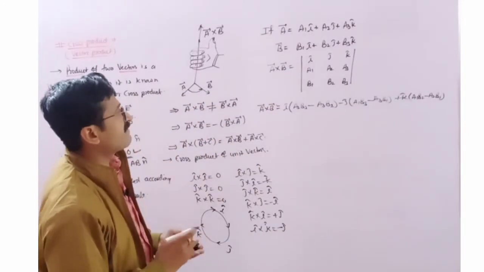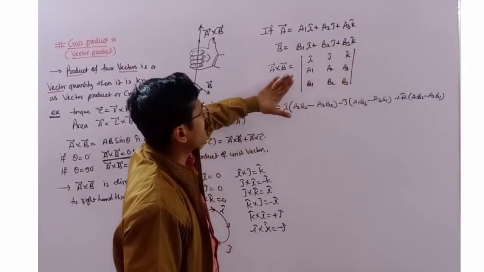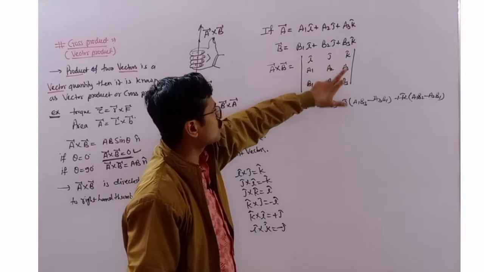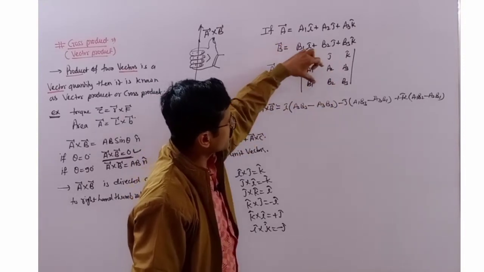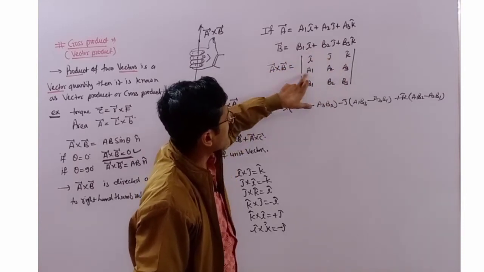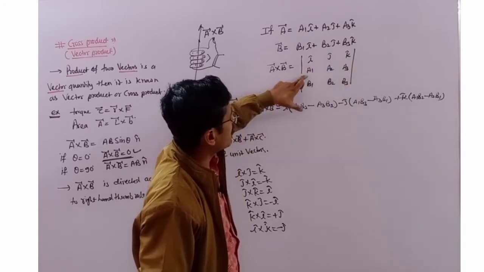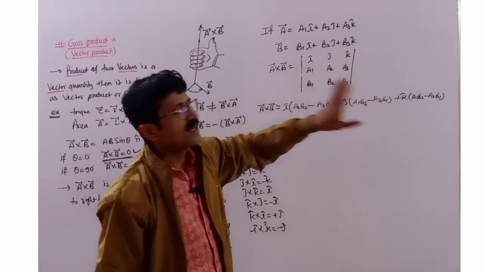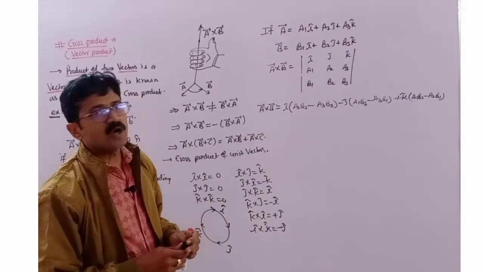So how to find A vector cross B vector? Very simple. You have to mark in the determinant I, J, K, A1, A2, A3, B1, B2, B3. Just remove this one and this one, A2 B3 minus A3 B2. Just remove this one, A1 B3 minus A3 B1. Just remove this one and this one, A1 B2 minus A2 B1. Very simple. This is the way to solve determinants.